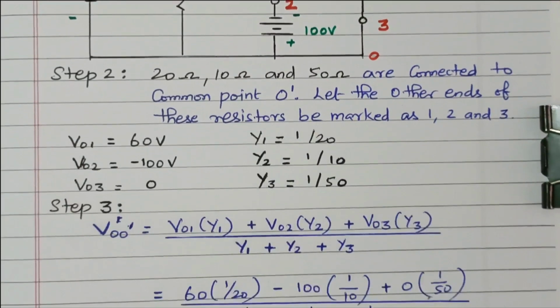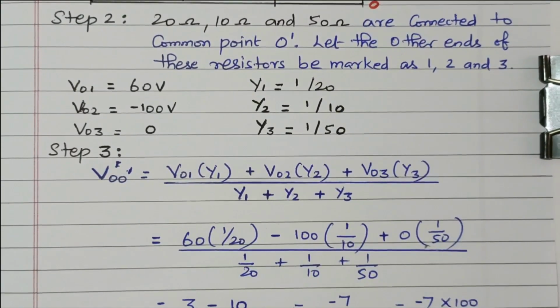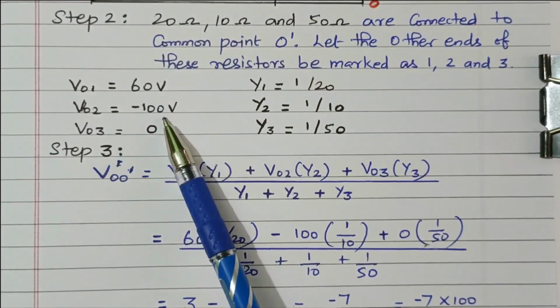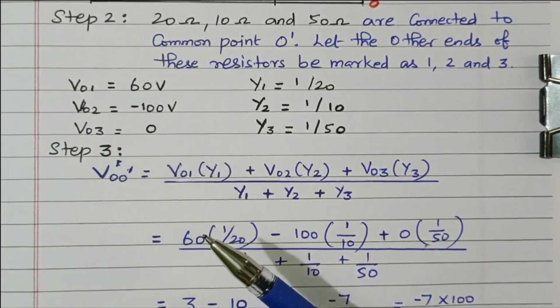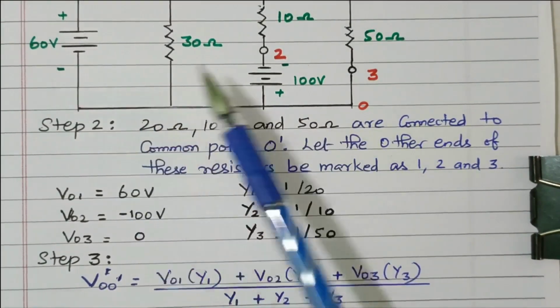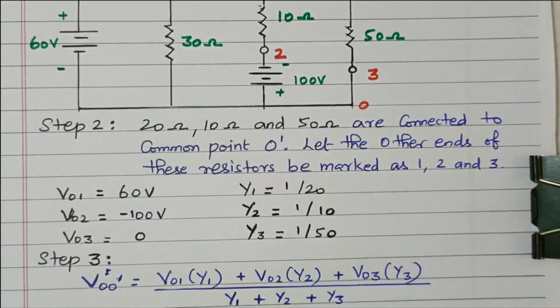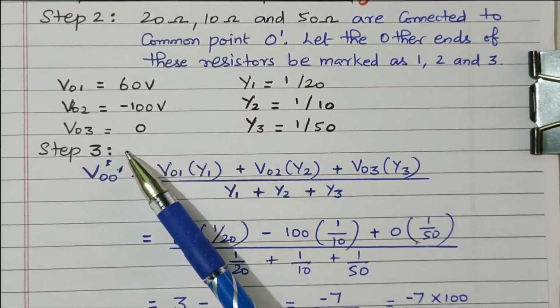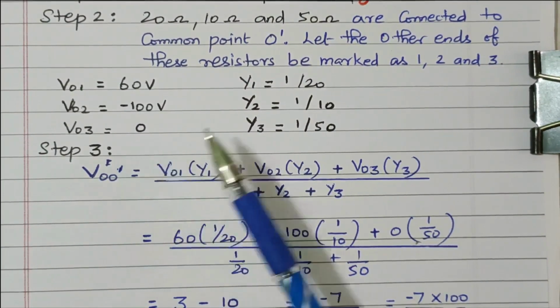Based on that, we can write V01 is 60 volts, V02 is minus 100 volts. It is connected in reverse order. See this, here plus minus, here minus plus, so we have to take it as minus 100. Then for V3, the voltage source is not available, so it is 0.